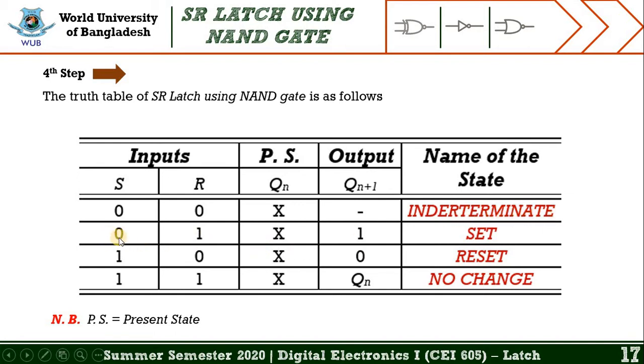Well, when one of the inputs is 0 and the other one is 1, in that case we call this the set state. And when one of the inputs is 1 and another one is 0, which is called the reset state. And when the two inputs are 1 1, in that case there is no change actually. And in the truth table or state transition table, you may find there is a short form, which is P dot S dot, where P stands for present and S stands for state. So let's move into the next slide.